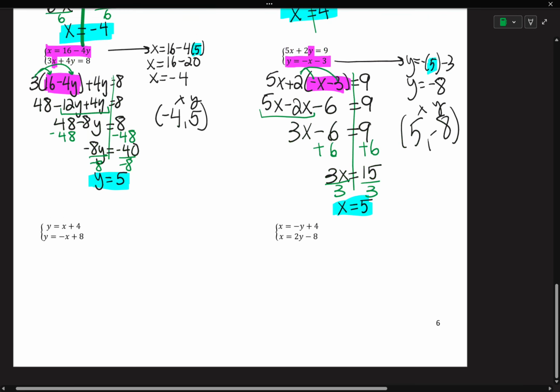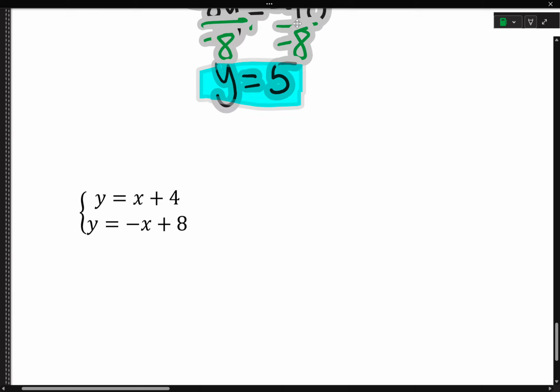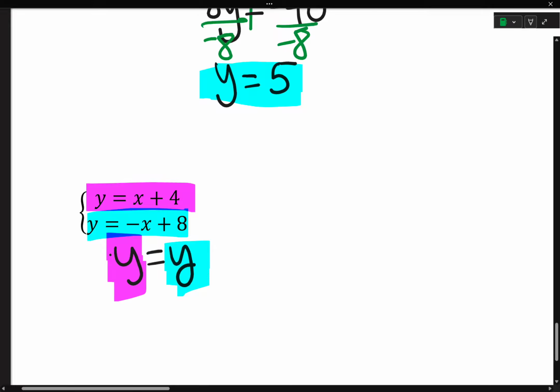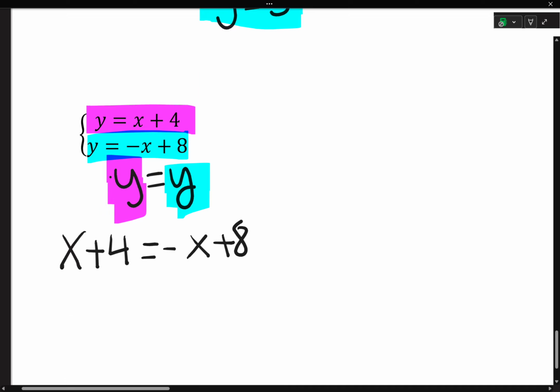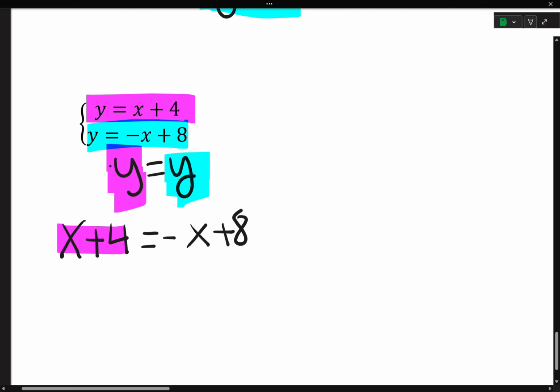All right, let's try 2 more. Ooh, these are both y equalses. Now before we start this, can you tell me, does y equal y? Yeah, it does. So let's set the equations equal to each other. So I'm going to do x plus 4 equals negative x plus 8. Honestly, these I prefer graphing, but I want to show you how to do it algebraically.